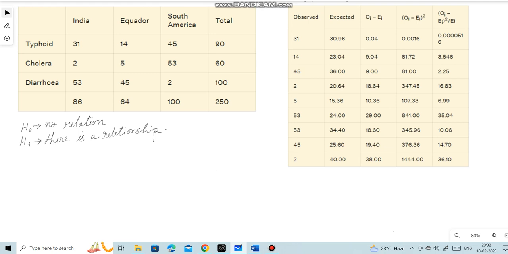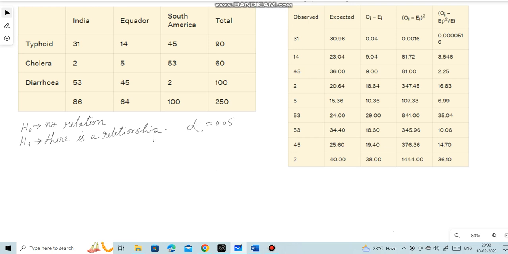Now for any hypothesis test we would need a level of significance, that is alpha. Now generally alpha is taken to be 0.05. It can be any other value as well depending on experimental or historical understanding. But generally we take it as 0.05. Okay. So we have the null hypothesis, the alternate hypothesis, and the level of significance.